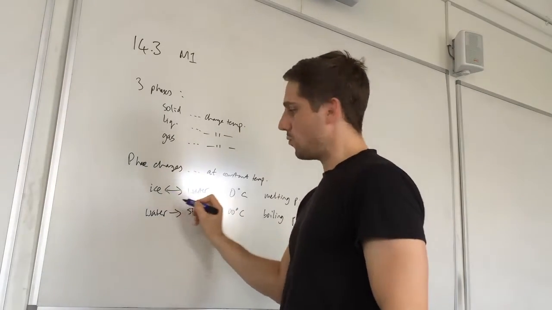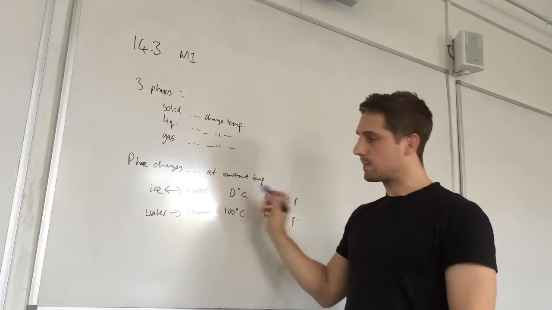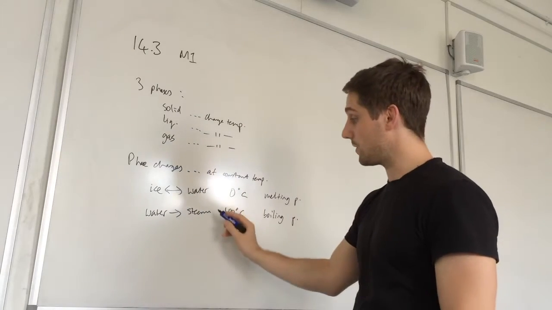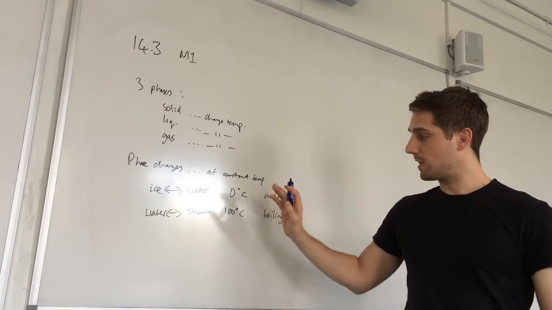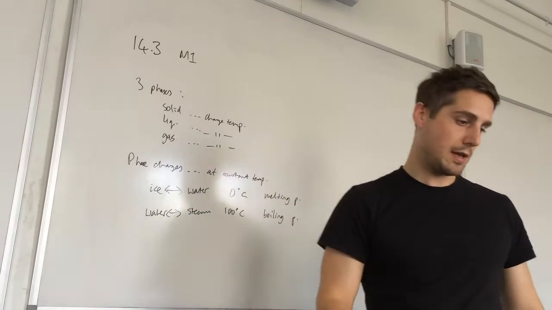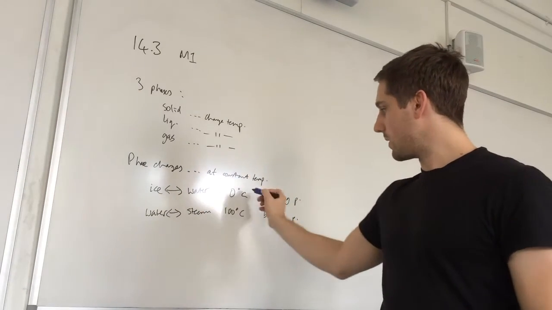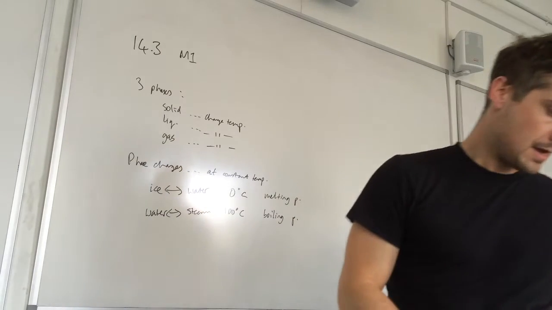Also, if water changes to ice, that takes place at a constant temperature of 0 degrees C, and when steam condenses into water, it also takes place at a constant temperature of 100 degrees C. So this is going either way, melting point, boiling point.